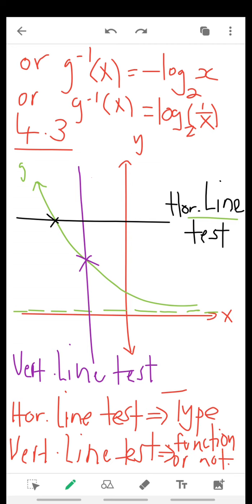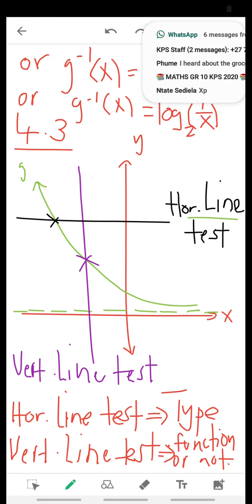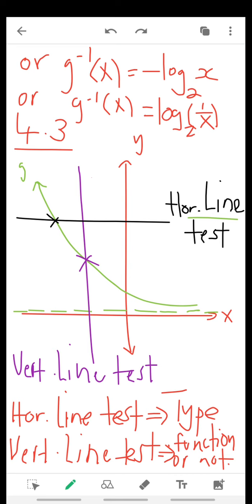line cuts the graph at only one point, then that is a function. Now in this case, let's check. As you can see, the vertical line, the purple line, cuts the function g at only one point. Okay, then what does the horizontal line tell us? It tells us which type of function, one to one function, or a many to one function. So this is how we say it.